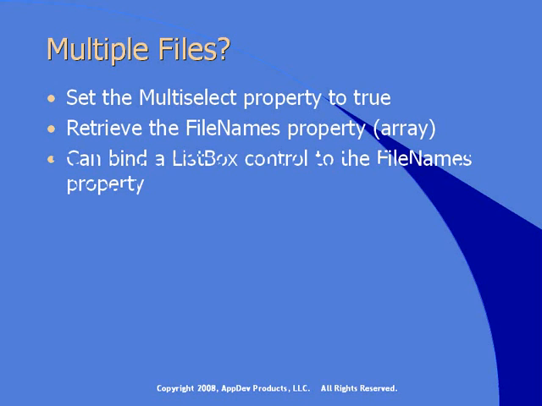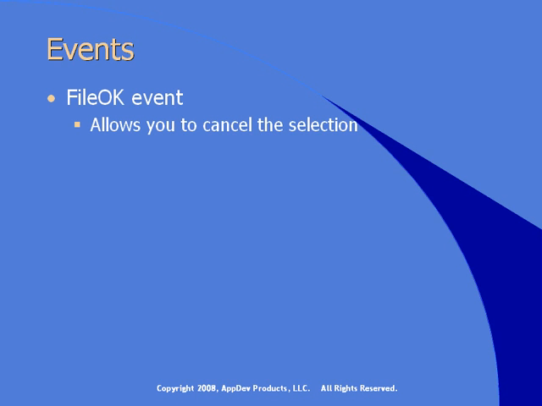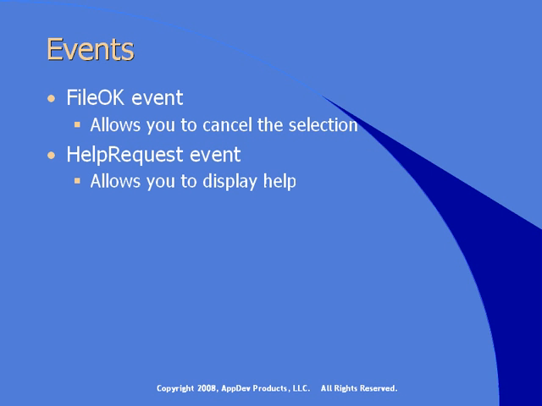You could even bind, say, a list box control to the file names property so you'll see the list of files in that list box. The control provides two events. There's the File OK event, which allows you to cancel the selection. We'll see an example of that. And the help request event, which allows you to display help.